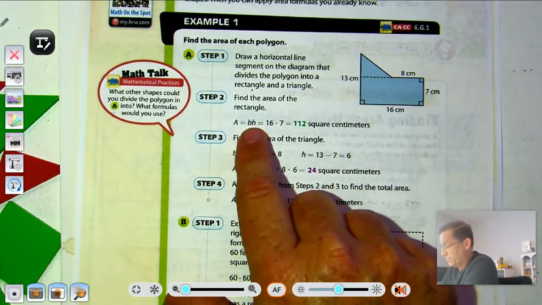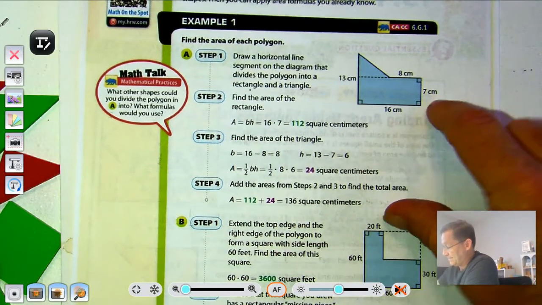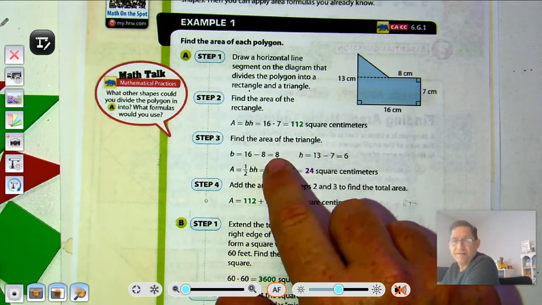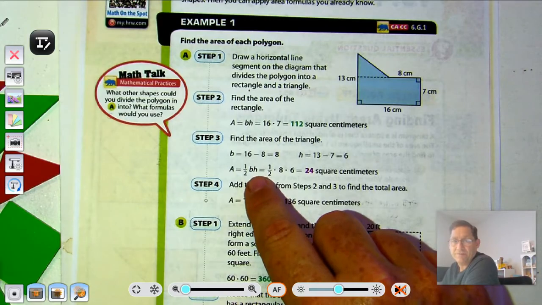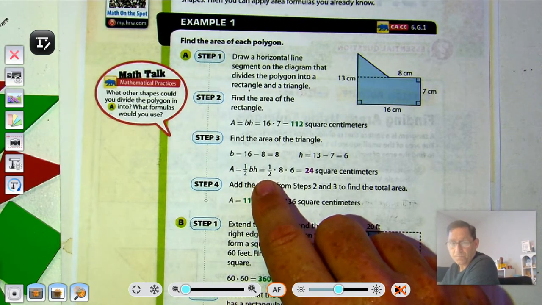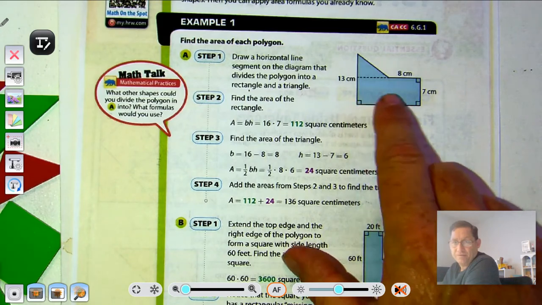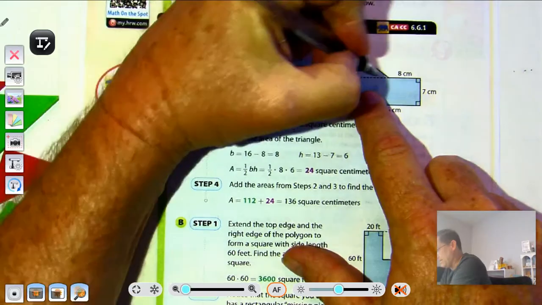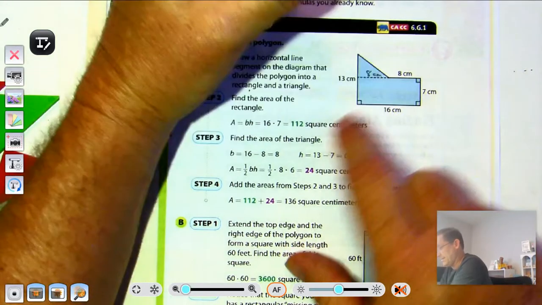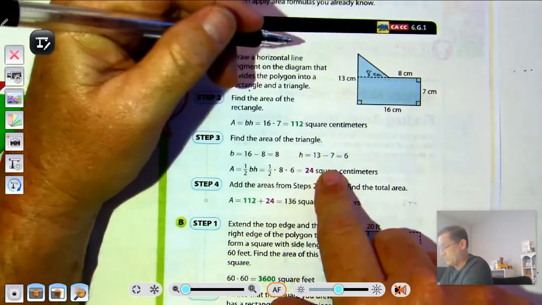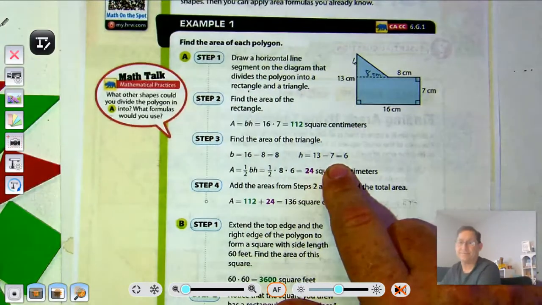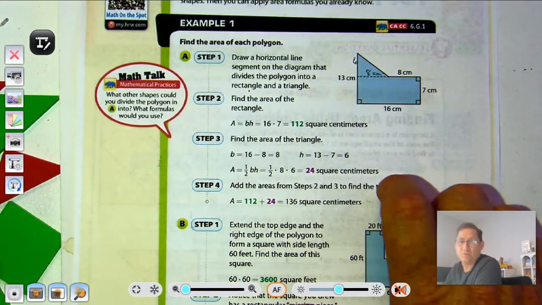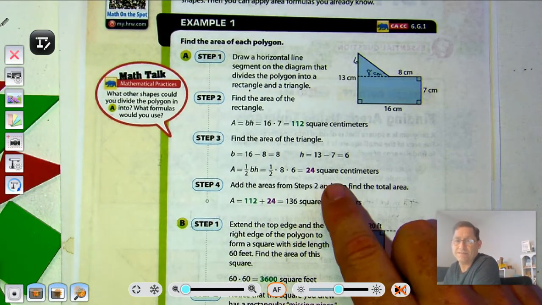So the rectangle would be base times height, which would be 16 times 7, and that gives us 112 square centimeters. The area of the triangle would be 1/2 the base times the height. The base of the triangle is 16 take away 8, so this little piece here is 8 centimeters. And the height is 13 take away 7, which is 6. So we have a triangle that's 8 by 6. Half of 8 is 4, 4 times 6 is 24.